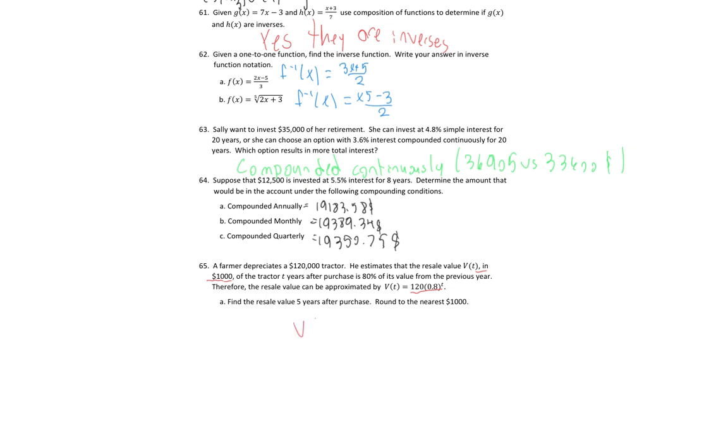So V(5) is going to be 120 times 0.8 to the 5, which I got was around 39.3216. So we'll round that to 39, because this is thousands of dollars, so 39,000. So our answer is going to be $39,000 because this is thousands. Now go on to part B.